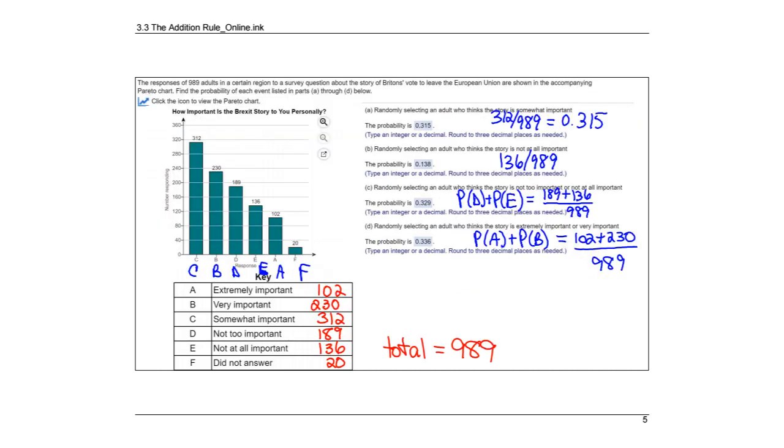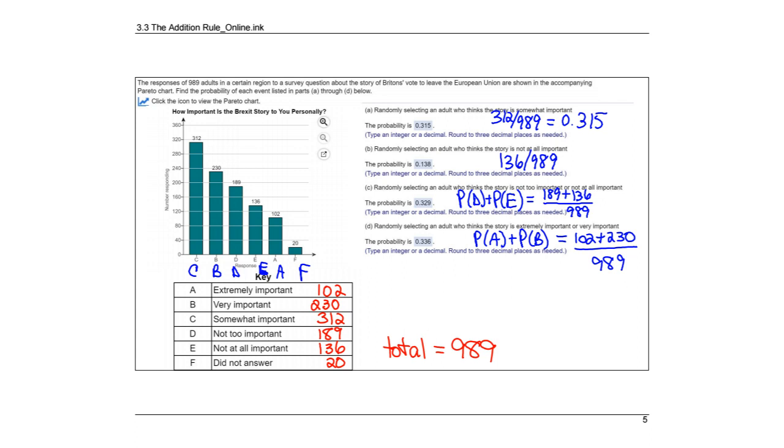All right, this is an interesting problem. You got to be careful with your graph. So we have 989 adults were surveyed, and we have the responses about the story of Britain's vote to leave the European Union. So they say, how important is the Brexit story to you personally?